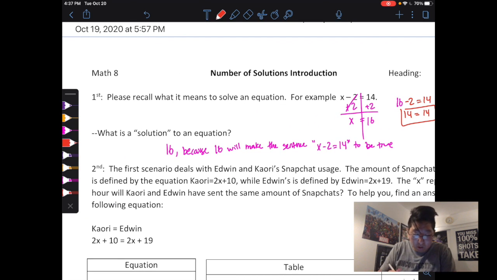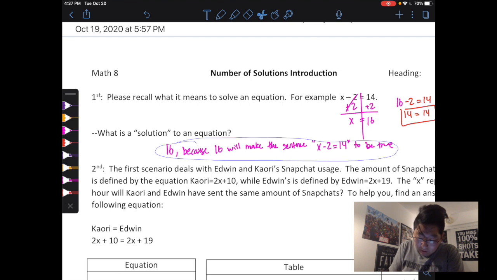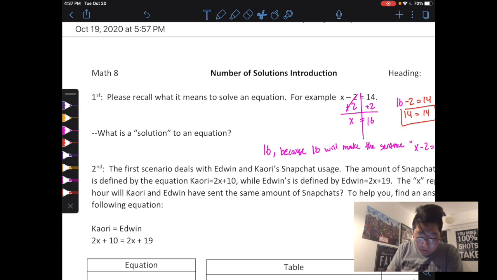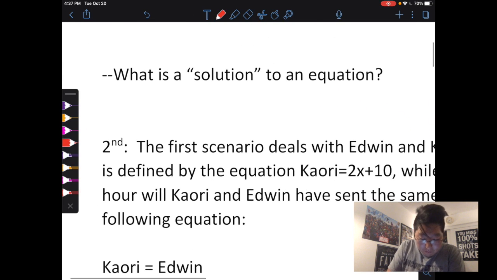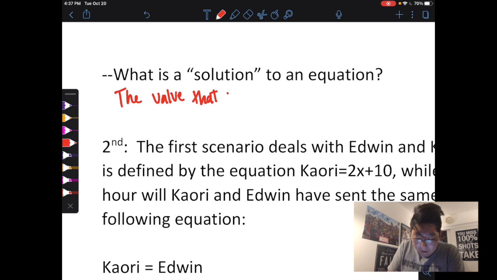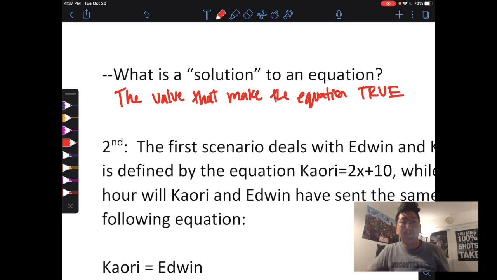So what is a solution to an equation? Oh, I didn't even answer this question. I can go ahead and move this over. This is specific to this one. What is a solution to an equation? It is the value that makes the equation true. Okay? It's the value that makes the equation true.